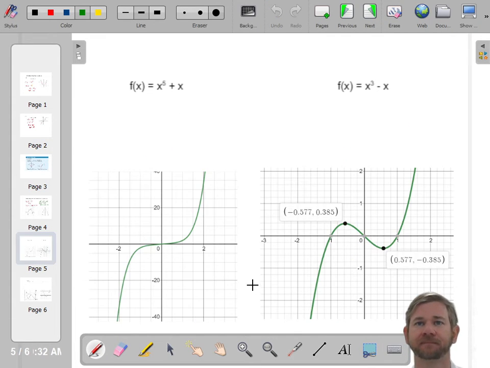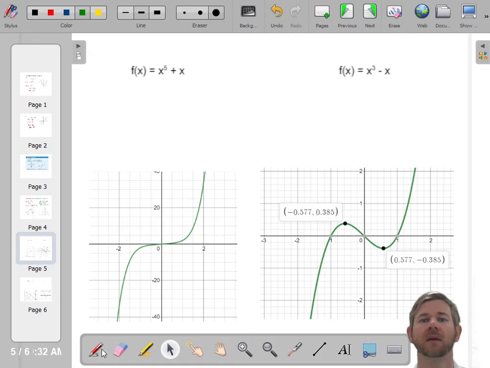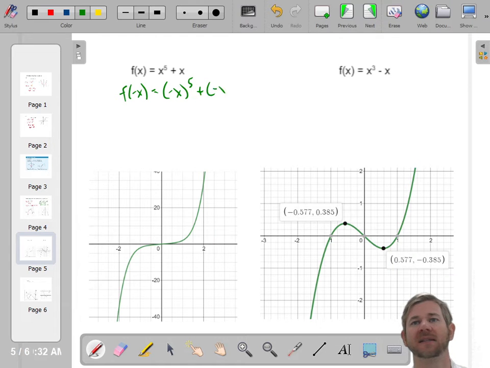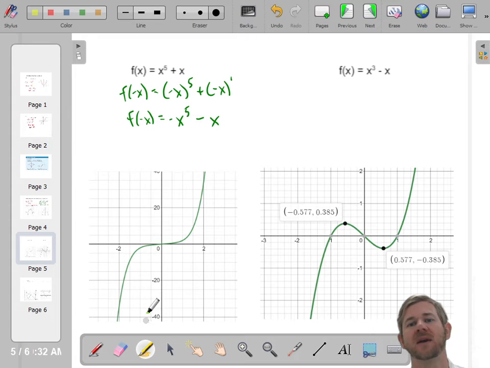Okay. Try another one. When you plug in negative x to the 5th plus negative x, and if you want to put an exponent there, it's to the 1st. So if you have a negative to an odd, it's going to survive. And again, we look at it and we're like, wait a minute, this was positive, now it's negative. This was positive, now it's negative. All these signs flipped. So when I plugged in negative x, I got the opposite of f of x.